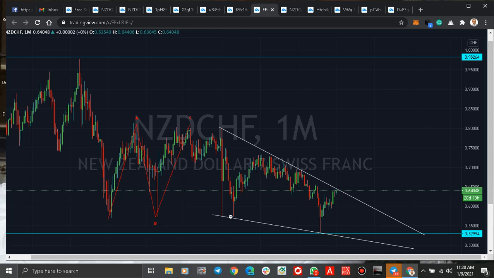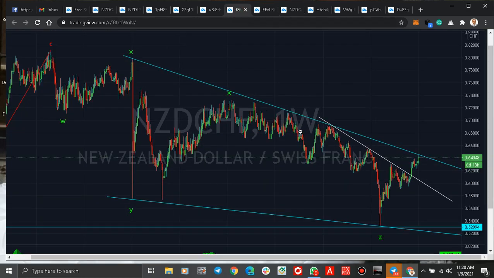It dropped and reversed. And these candles here are very strong candles. So it will likely break this channel, and if it breaks this channel, that's when I will confirm that it is a WXYXZ movement. For now, I'll be watching what will happen here. So let's go to the weekly chart.